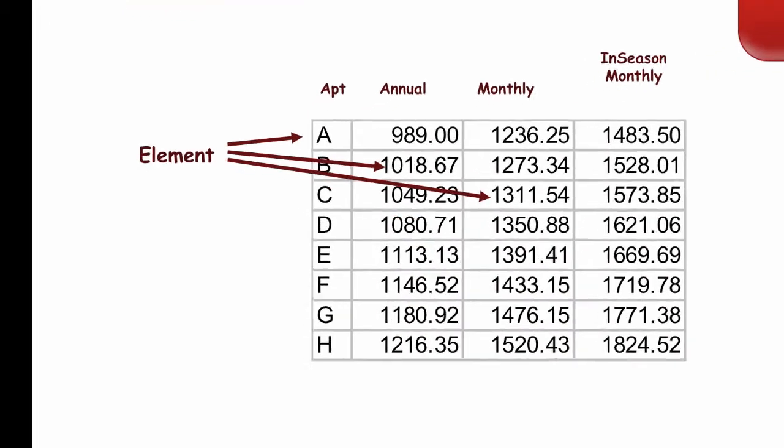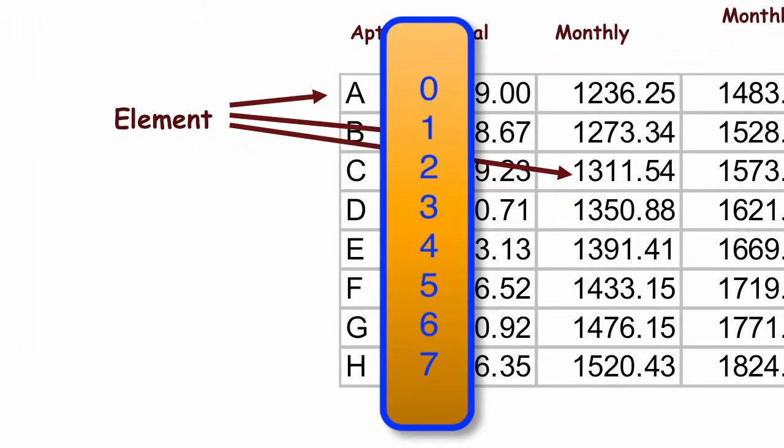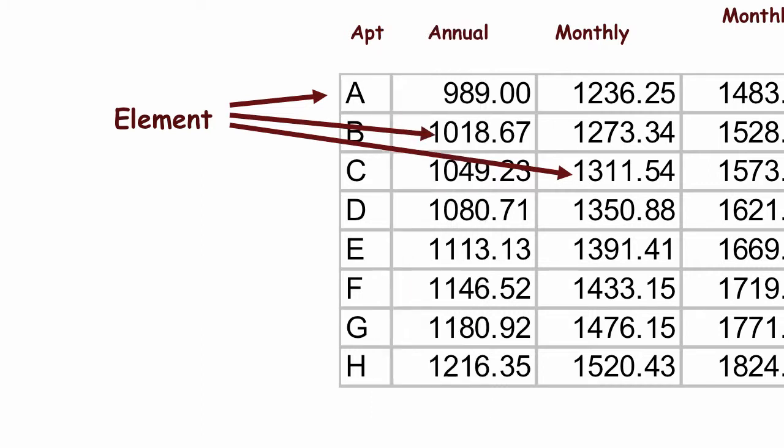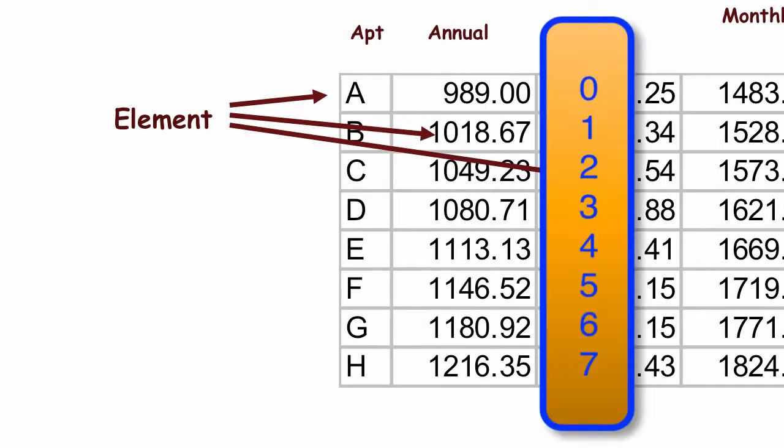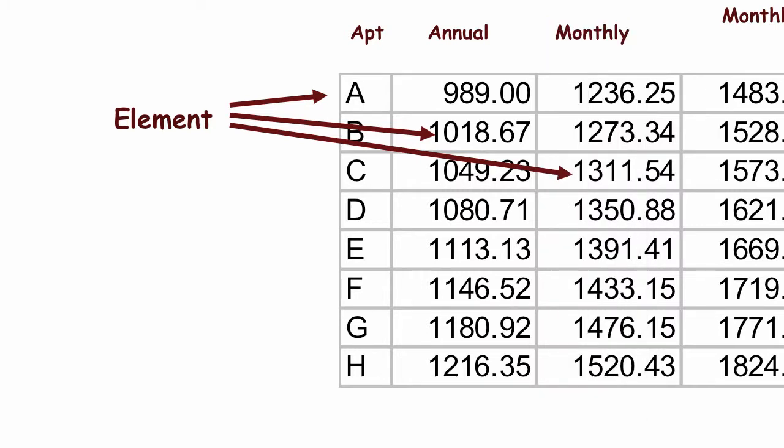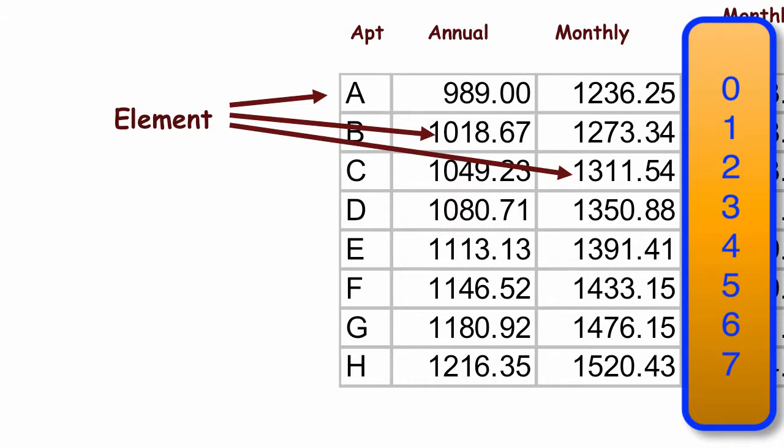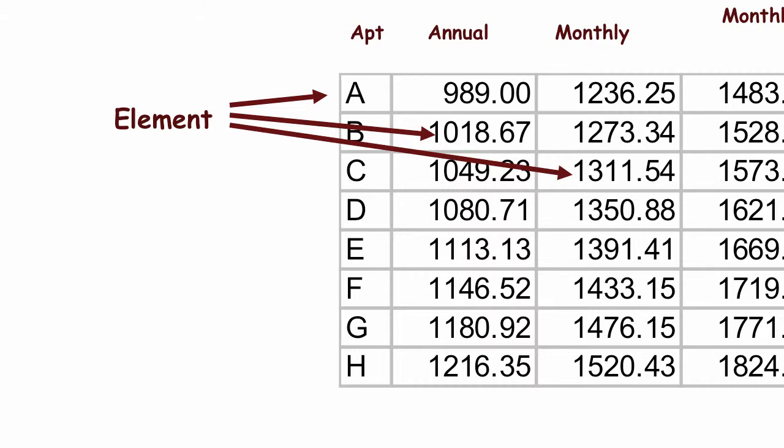Elements. So we have elements of the array, and you'll notice apartment has element 0 is A. Annual array has element 1 is $1,018.67, and monthly element that we're pointing at is actually monthly 2, not 3, monthly 2 at $1,311.54. Let's take a look at the name.